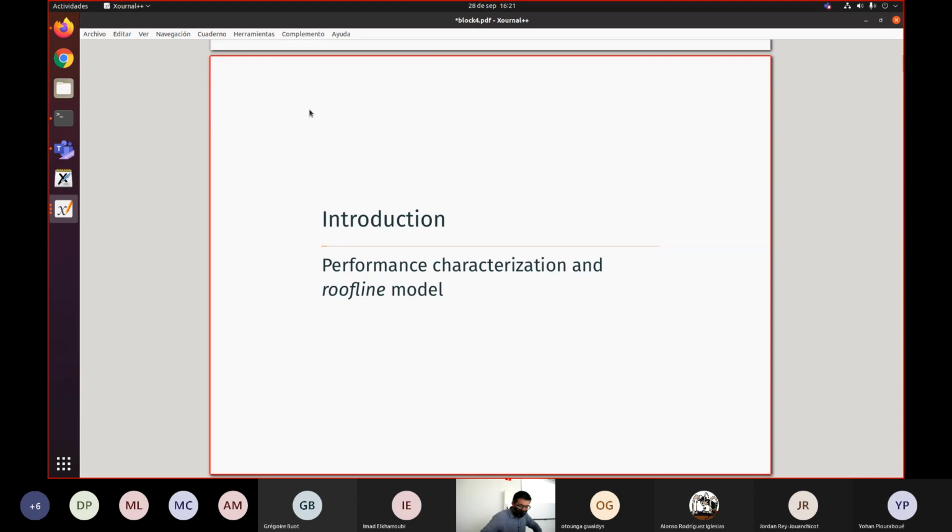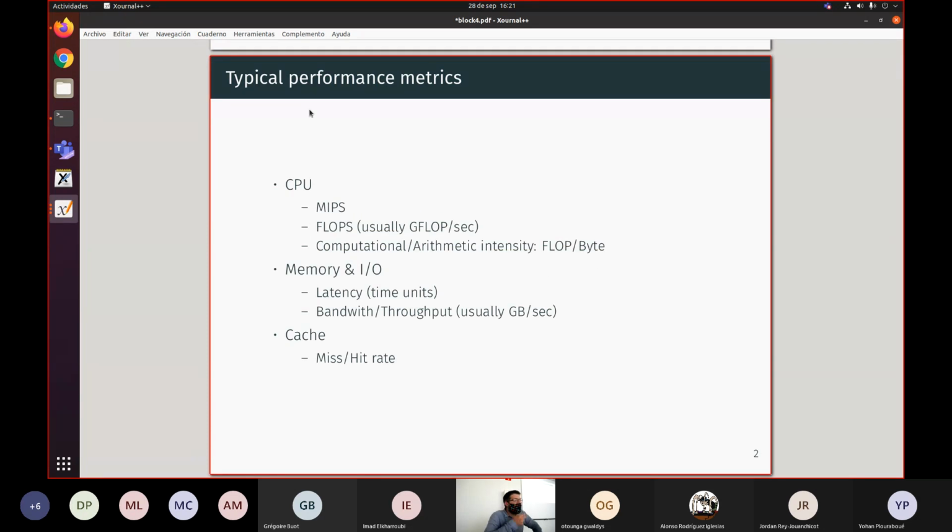So in this slide, you can see the typical performance metrics you can use in a computer. When you're executing your software, your programs, you can measure basically the performance of the CPU, the memory system, and the input-output system. That means the hard disk, for example. And this is a specific case. Of course, the cache is part of the memory system, but well, there are different metrics we can consider for cache. So for CPU, the typical metrics are MIPS.